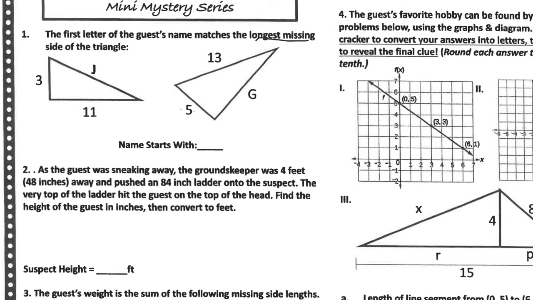So the longest missing side. Figure out how long J is, figure out how long G is. The longer one, that's what his name starts with.